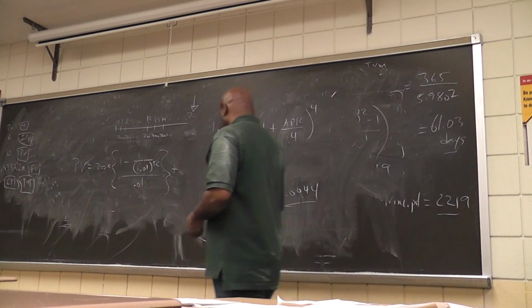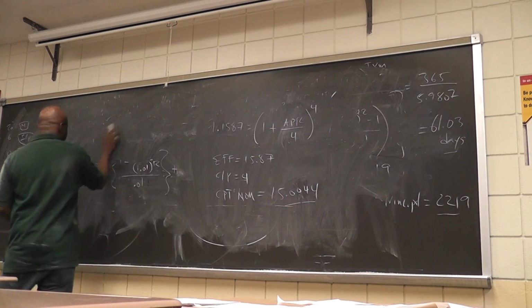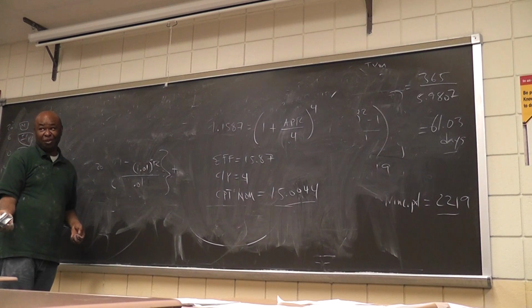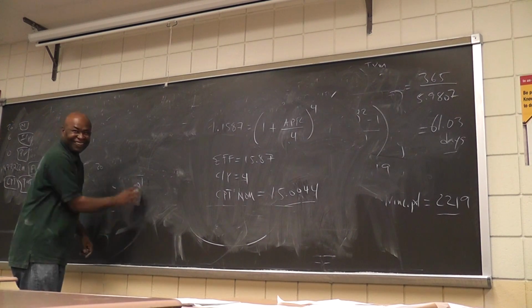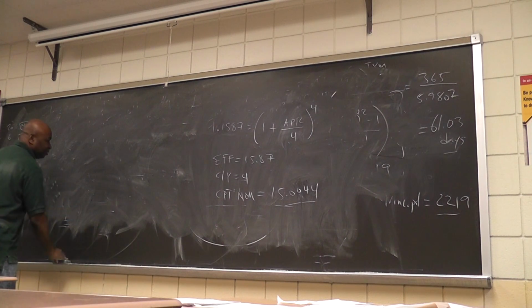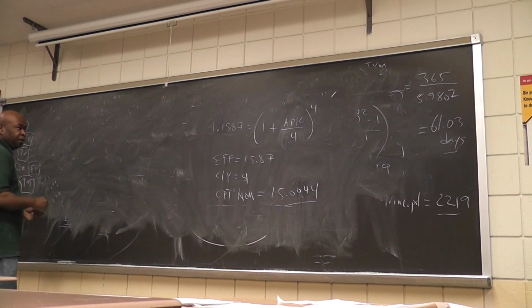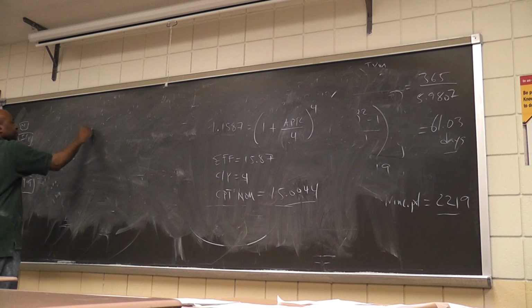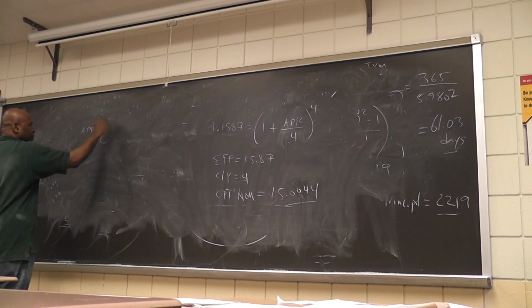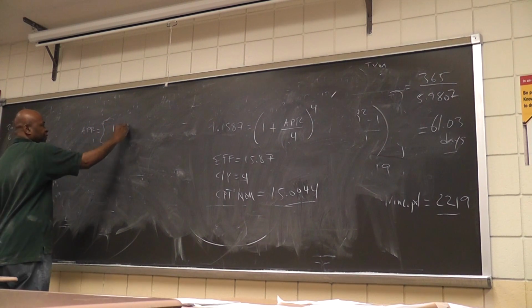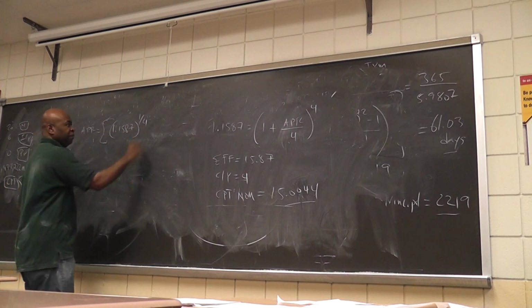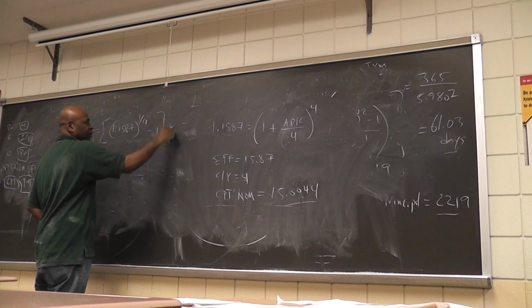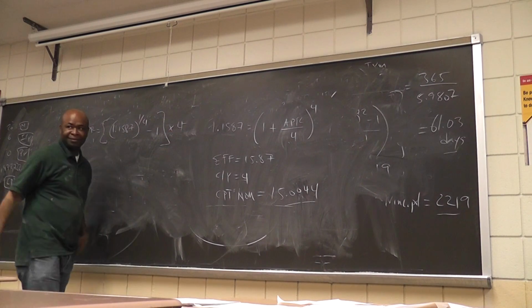Now the other way, actually there are 3 ways when you think about it. But let's do the second one. The second way is to say that the APR is going to be 1.1587 raised to the power 1/4, right? Minus 1, and then the whole thing times what? 4.